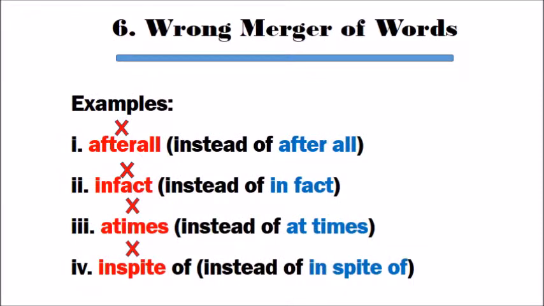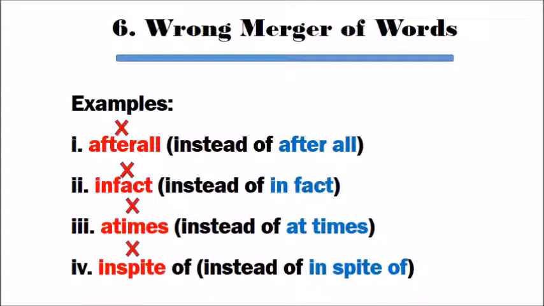Another set of errors comes in form of wrong merger of words. To merge means to join, to bring together. So in this set of errors, a writer joins words that should stand separately. So something like "after all", because we say "after all", just as I say "after all" now, someone would be tempted to write the two words together. No, we should have "after all".